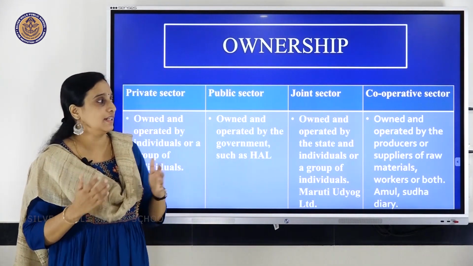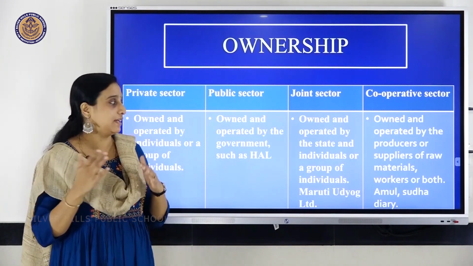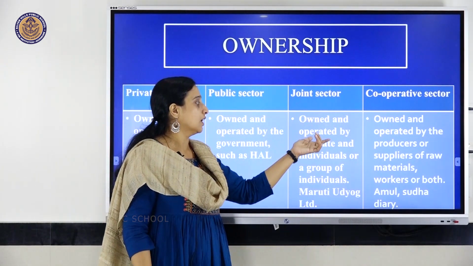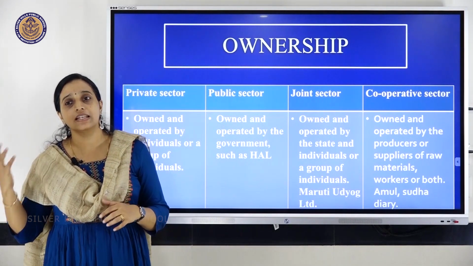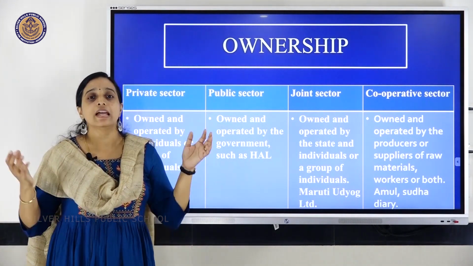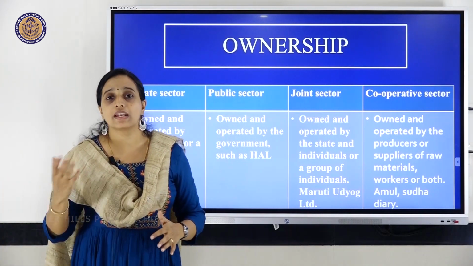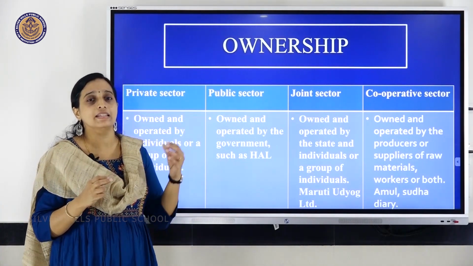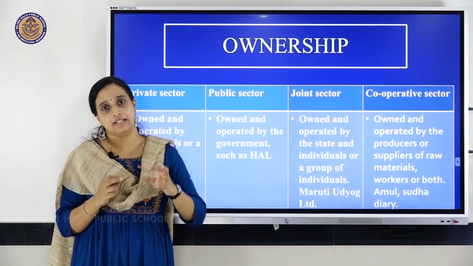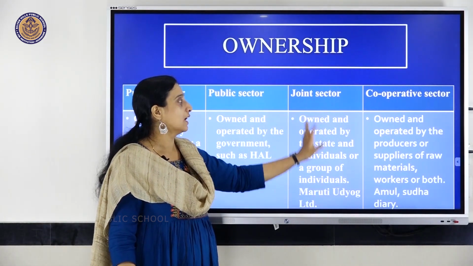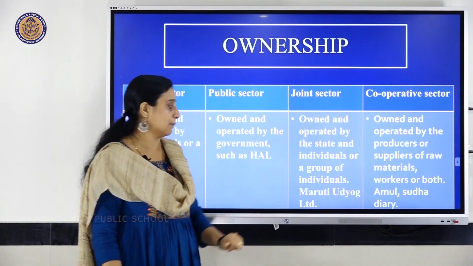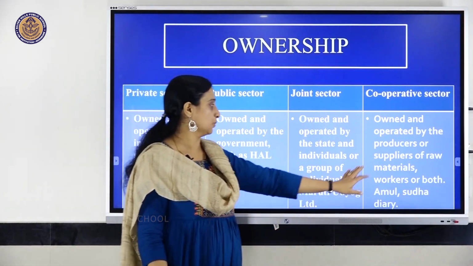The name itself tells that the ownership is joined between the state and an individual or group of individuals. It is not the individual or the state alone. It is a combination of both, where individuals combine their hands with the state or the government. Together they will be working, and such ownership is called joint sector. An example is Maruti Udyog Limited.